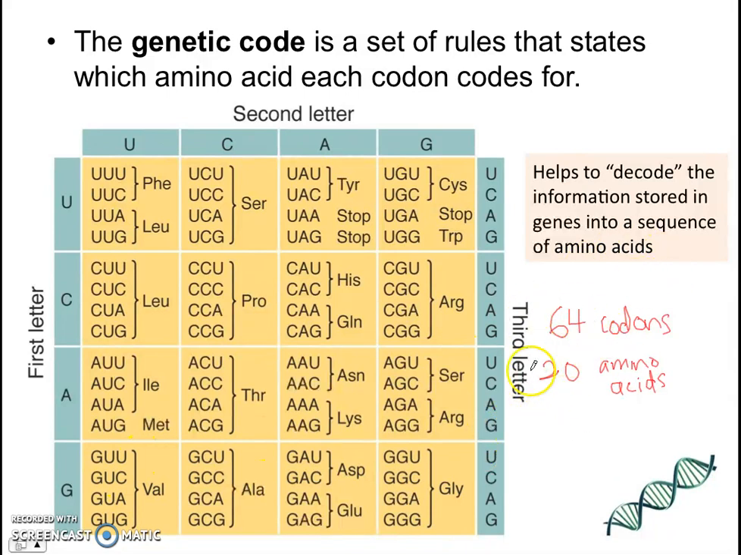But that's why we say that the genetic code has a special word, which is not in your syllabus, just for your information. The genetic code is degenerate. There's more than 1 codon per amino acid.